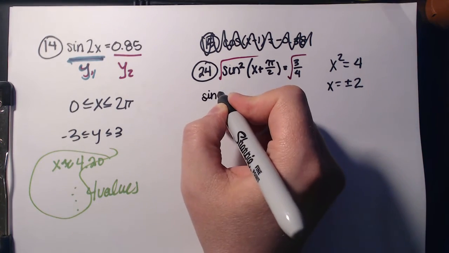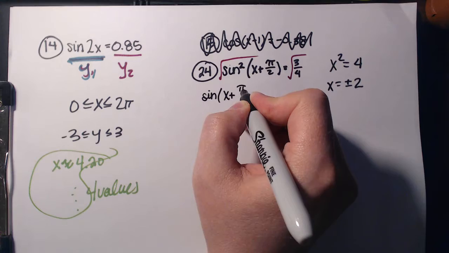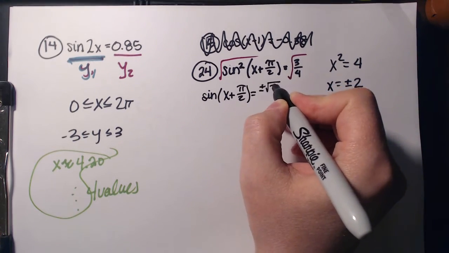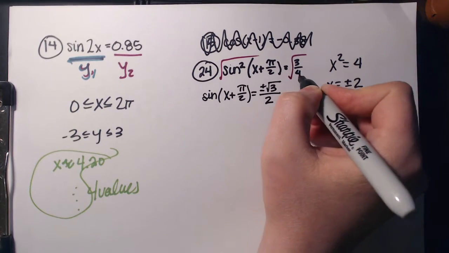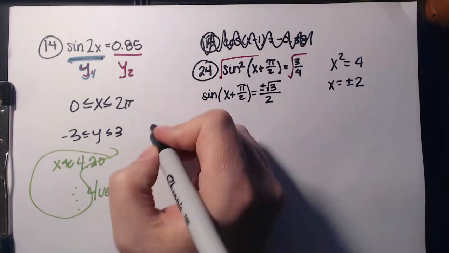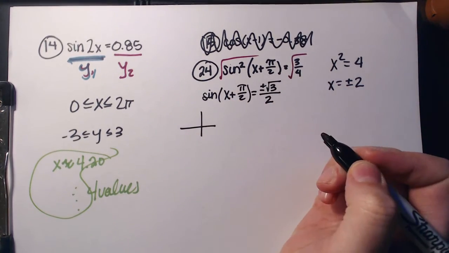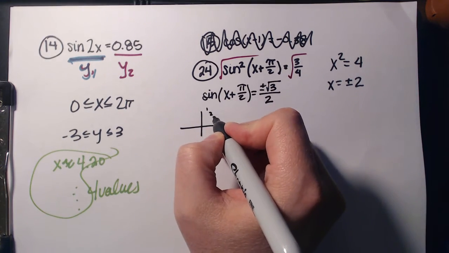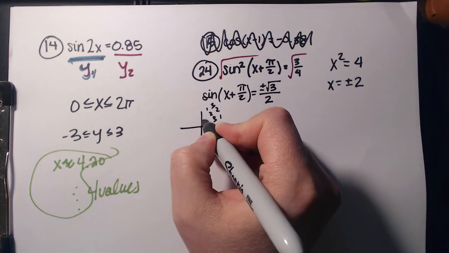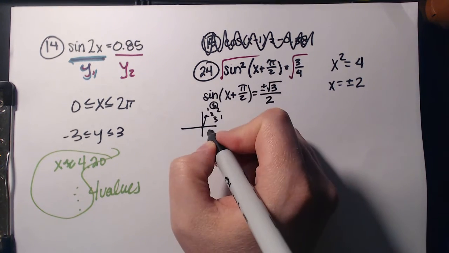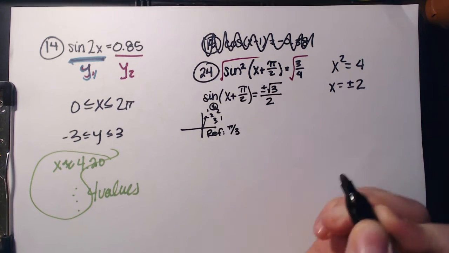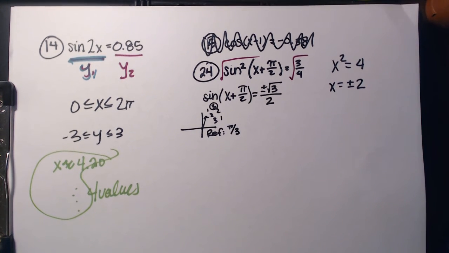So I'm going to have sine of x plus pi halves equals plus or minus the square root of 3 over 2, because I took the square root of 4. Well, what reference angle is sine going to be square root of 3 over 2? So 1, 2, 3. That top one. So my reference angle is pi thirds.